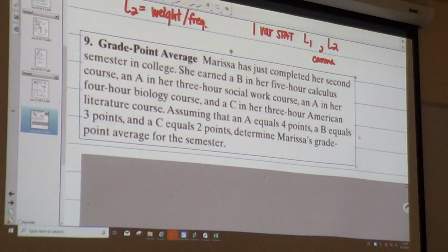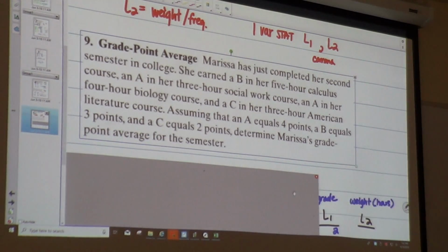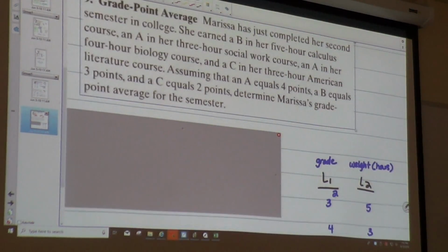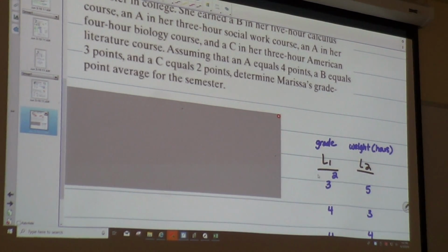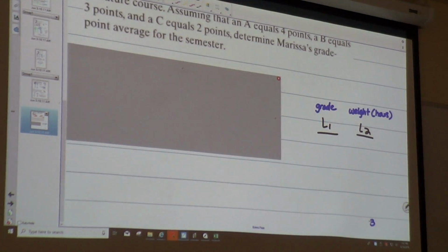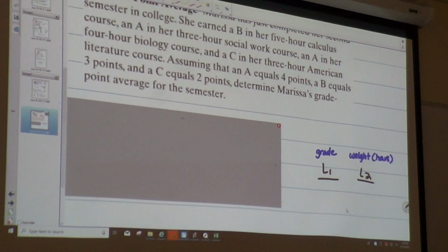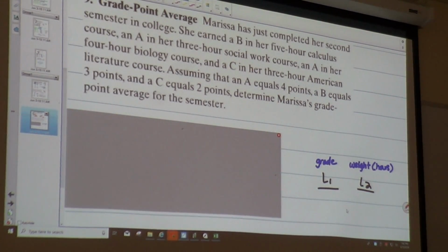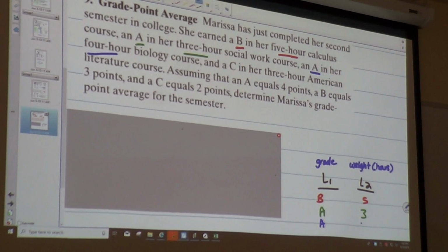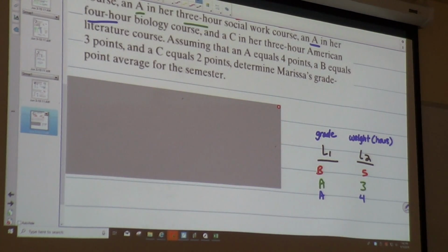So the first thing you do is we come over here, and I'm going to move this and we'll just write this together. So in her first class, and we don't care what the class is, she earned a B in a 5-credit-hour course. Then she earned an A in a 3-credit-hour course. Then she earned an A in a 4-credit-hour course. Then she earned a C in a 3-credit-hour course.